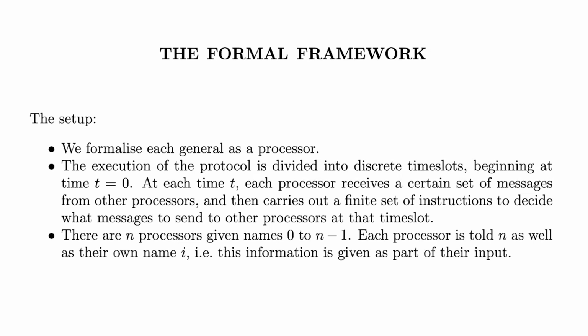So there are n processors, and we're going to give them names 0 up to n minus 1. It might seem a bit odd to do 0 up to n minus 1 rather than 1 to n, but it makes it easier to work mod n when talking about stuff. Each processor is told n, and they're also told their own name. So that's part of their input.